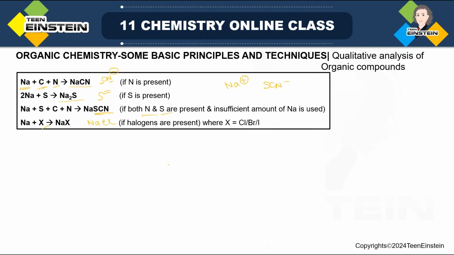So these are the different possibilities depending on what elements you actually have in the organic compound. So C will always be there. The first equation if only N is present, second equation if sulfur is present, third equation if both N and S present and you are using insufficient amount of sodium, you will get this type of NaSCN salt, sodium thiocyanate. And if halogen present, where X is Cl, Br or I, you will get NaX. So details of this we'll discuss in the next class.